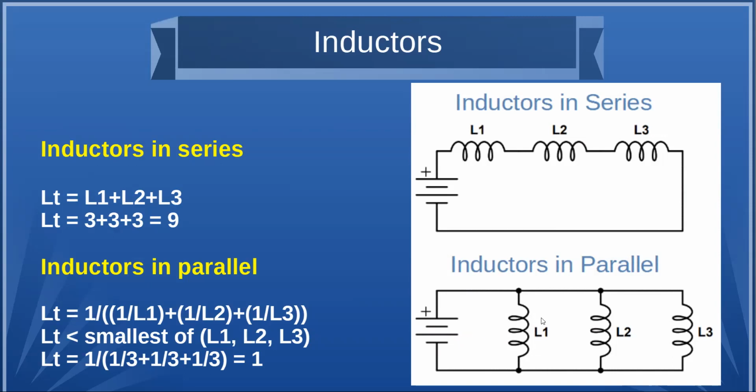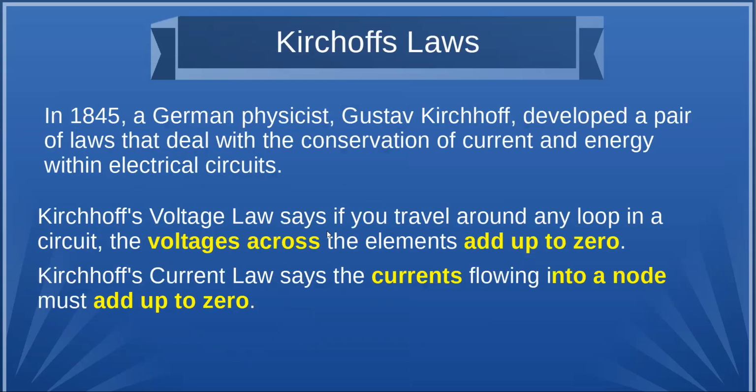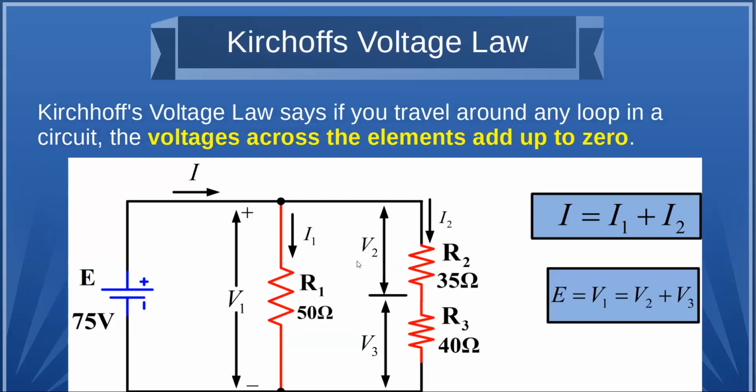Likewise, if I went around this loop, I've got a voltage this way and a voltage this way. So I'm going with this voltage against this voltage. They add up to zero. Does that make sense? Now, his current law says that the currents flowing into a node, a connection point, must add up to zero.